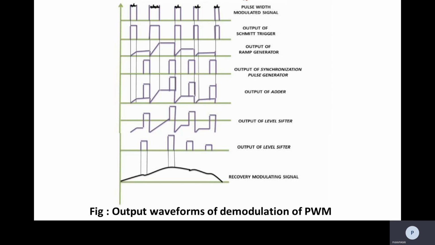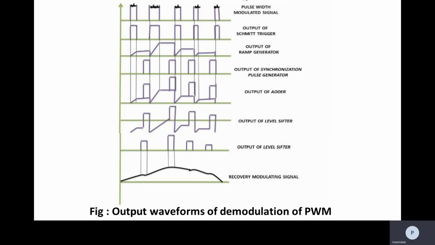And the fourth waveform represents the output of a synchronization pulse generator, and it will generate pulses like this in the fourth waveform. And in the next step, what happens? The output of an adder. Now, as I said, the adder will add the output of a ramp generator and the output of a synchronous pulse generator, and we will get output like this.